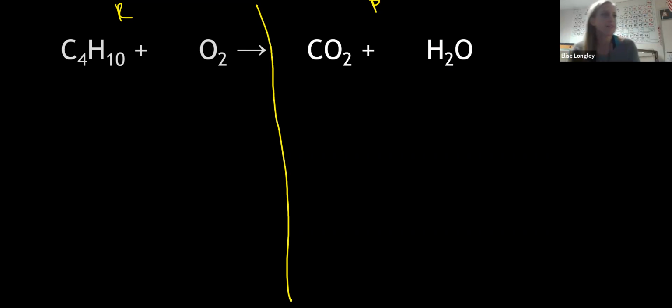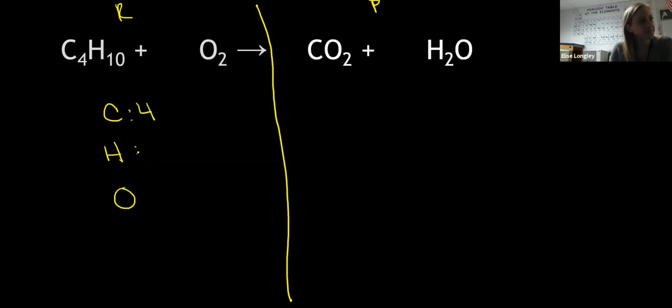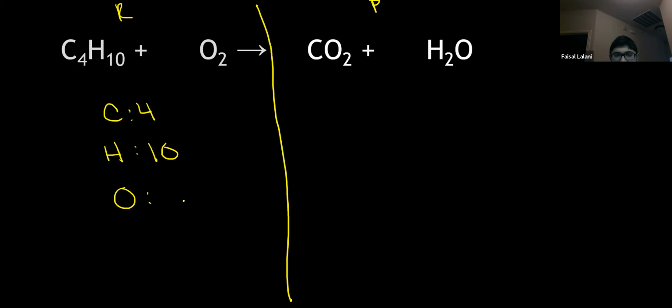All right, Basil, you're up. Tell me how many of each type of atom I have on the left side. Okay, on the reactant side, for carbons, there's 4 carbons. There's 10 hydrogens, and there's 2 oxygens. All right, you did that so great. Go ahead and give me the products.